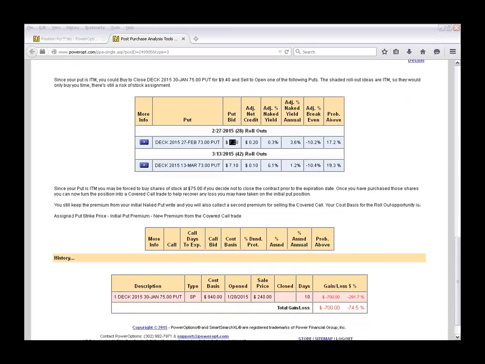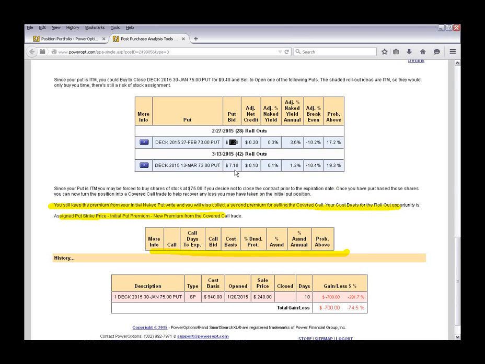And in this other rollout opportunity, it tried to show you that if you allowed yourself to be put the stock, bought the stock at $75 minus your premium that we originally took in, that $240, we'd have a cost basis of $72.60. It tried to find a covered call that you could sell to get back to a positive return. But we're not seeing anything here, because nothing available right now gets you to a positive return for this naked put position. This is an extreme example, but the concepts still follow.